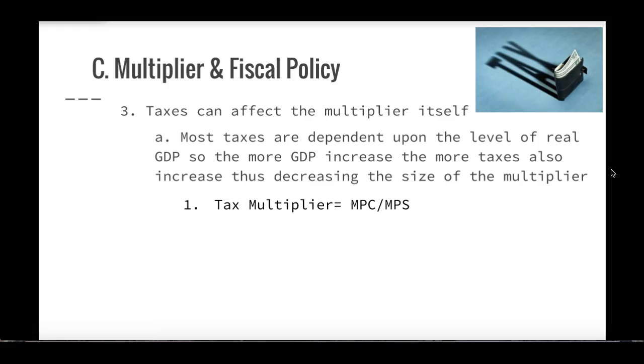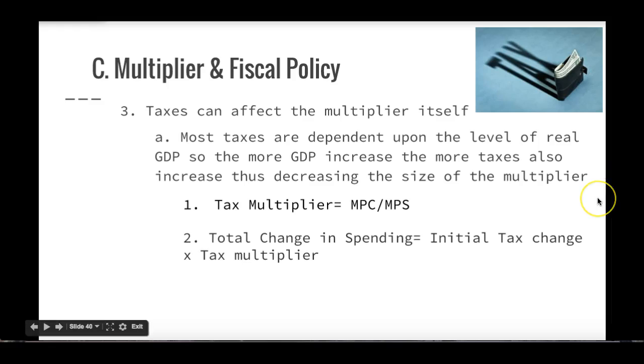A tax multiplier is going to be the MPC over the MPS. That's actually going to determine your tax multiplier. Once you determine the tax multiplier, then you can determine how much spending has changed, because you're going to take the initial tax change. So in other words, are we talking about $40 billion in tax cuts? You're going to multiply it by the tax multiplier, and that will tell you how much total spending has changed by. In other words, how much aggregate demand is moving.